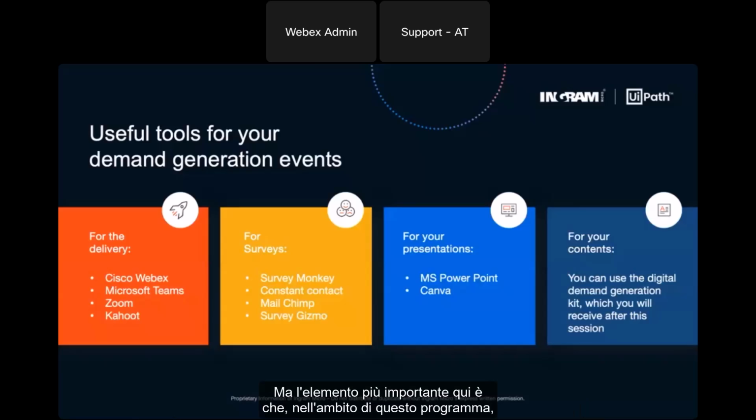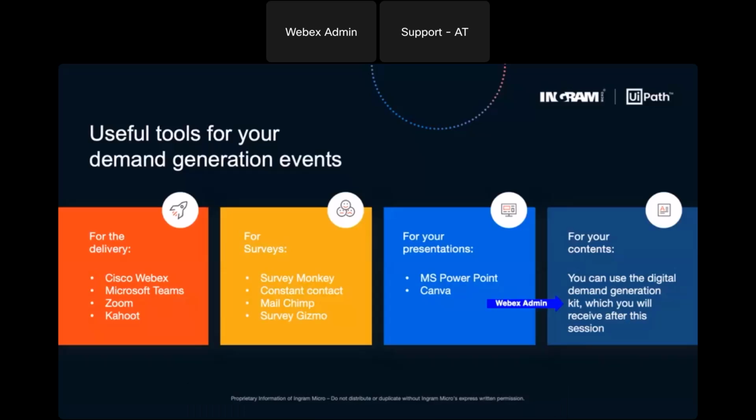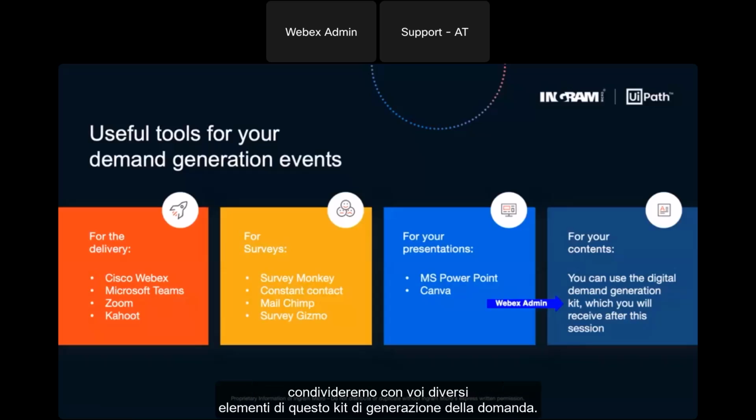But the more important element here is that as part of this program, we are going to share with you a demand generation kit. Okay, so for the contents for your email marketing strategy, for example, you are going to receive some templates, and additional information that you can share with your customers, or you can even use for this demand generation strategy, or for your webinars. Everything that you need around that demand generation strategy, we are going to be sharing with you in different elements on this demand generation kit, right?